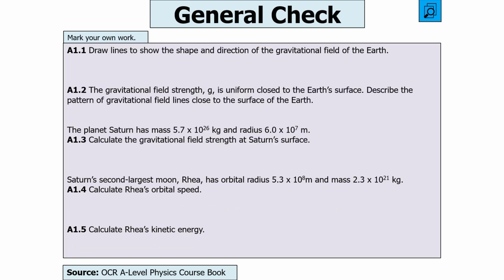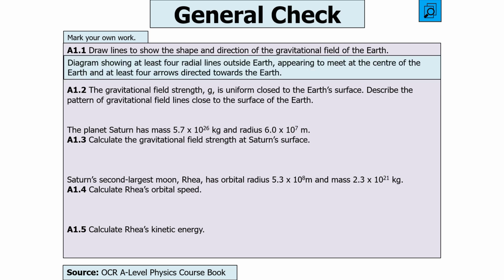Right, so this first one, you've got to be able to understand what a gravitational field looks like for a planet. So you're going to have radial lines coming out of the Earth, indicating they appear to meet at the center of the Earth. However, they would just stop at the surface of the Earth, but they would appear to actually meet at the center. And you've got the direction towards the Earth, because the field lines show the direction in which a mass would move. Gravity is always attractive, so the field line should be going towards the planet or the object.